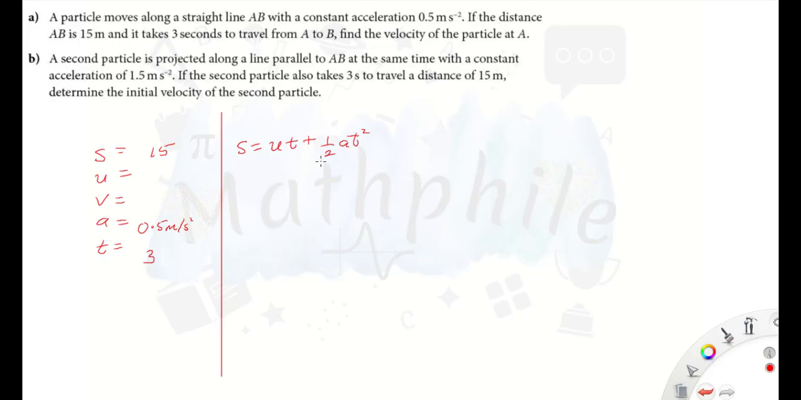Okay, so using s equal to ut plus half at squared, doing the necessary substitution, we get 15 is equal to u times 3 plus 1 over 2, the acceleration given is 1 over 2 again, times the time, which is 3 squared. For doing this, what is going to be the value of u?